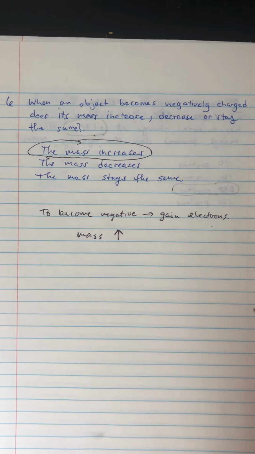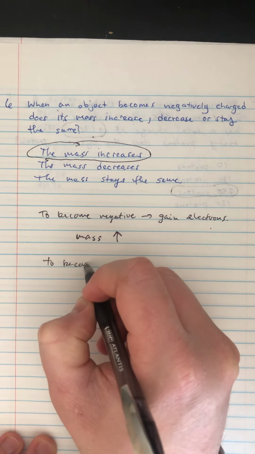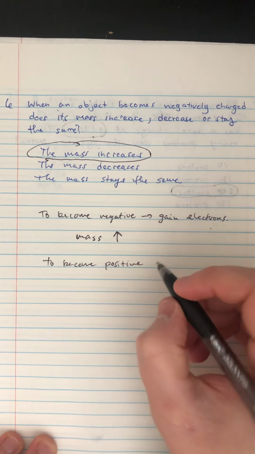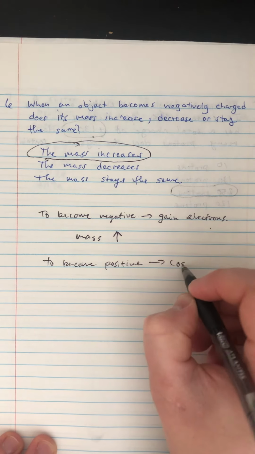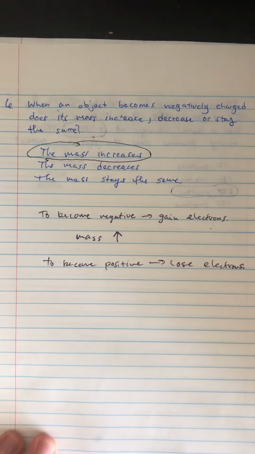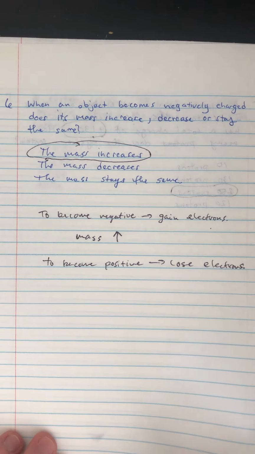Now, the opposite of that is true for things that become positive, right? In order to become positive, things have to lose electrons. And if we're losing electrons, what's going to happen to the mass? The mass is going to go down. All right, so when things become negative, they increase in mass. When things become positive, they decrease in mass.